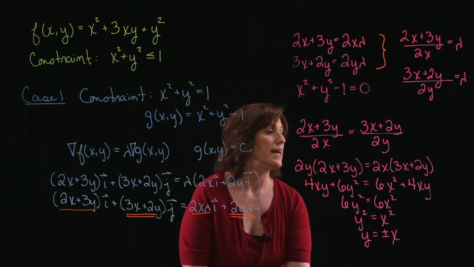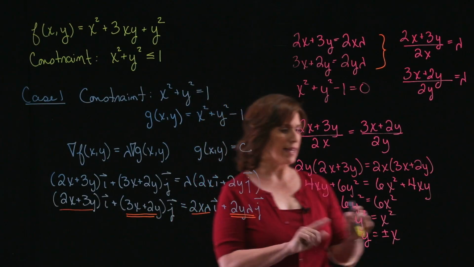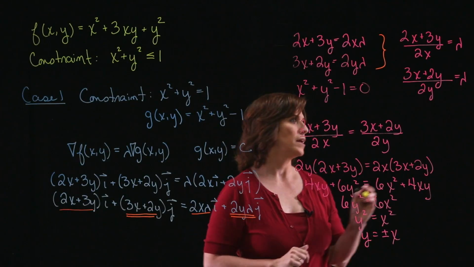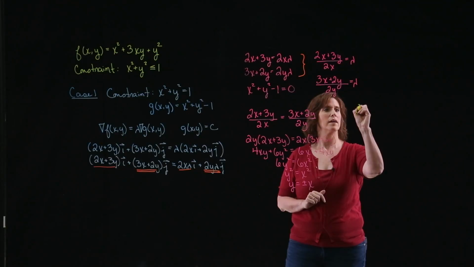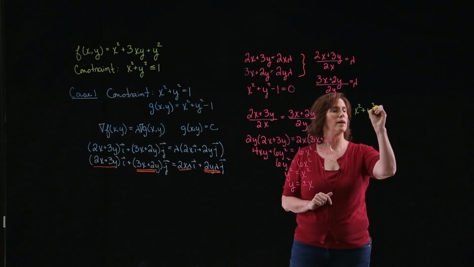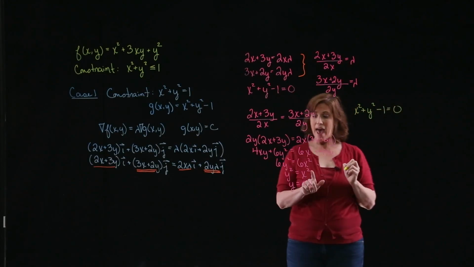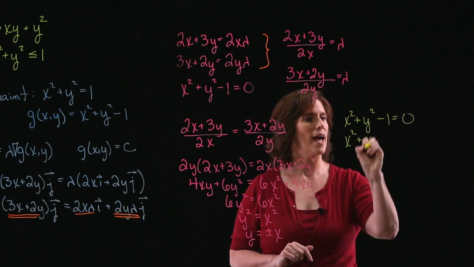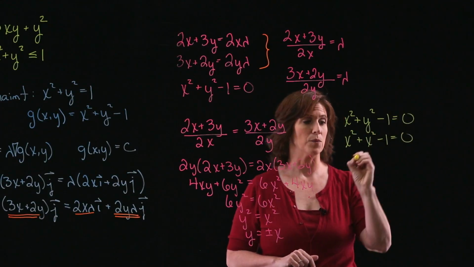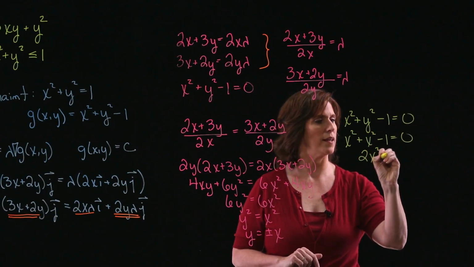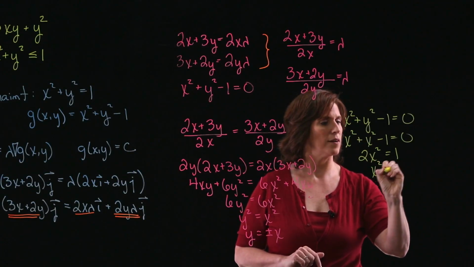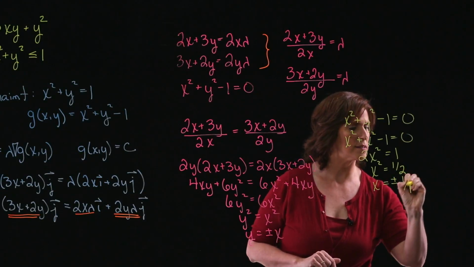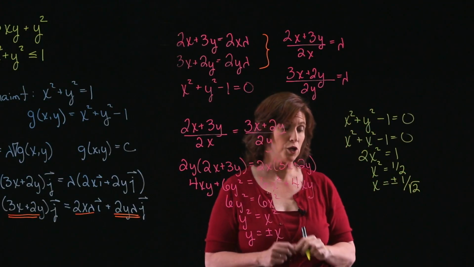All right. The next thing I need to do is take this result and plug it into my third equation. So I'm going to have x² + y² - 1 = 0. And I know that y² and x² are the same thing. So I have x² + x² - 1 = 0, or 2x² = 1. x² is 1/2, so x could be plus or minus 1 over the square root of 2.